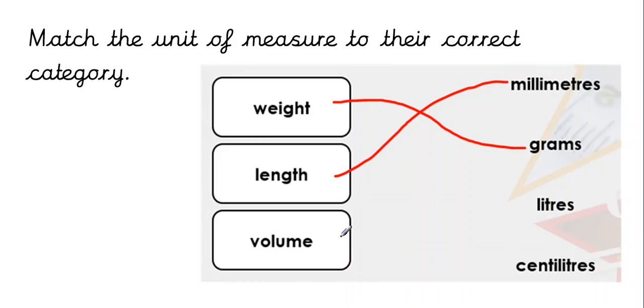So the volume is how much of something there is. For example, the volume of a bottle of water would be 500 millilitres. So I'm going to join that one to litres and to centilitres, okay? They've both got litres in their name, therefore I'm going to link them both together.